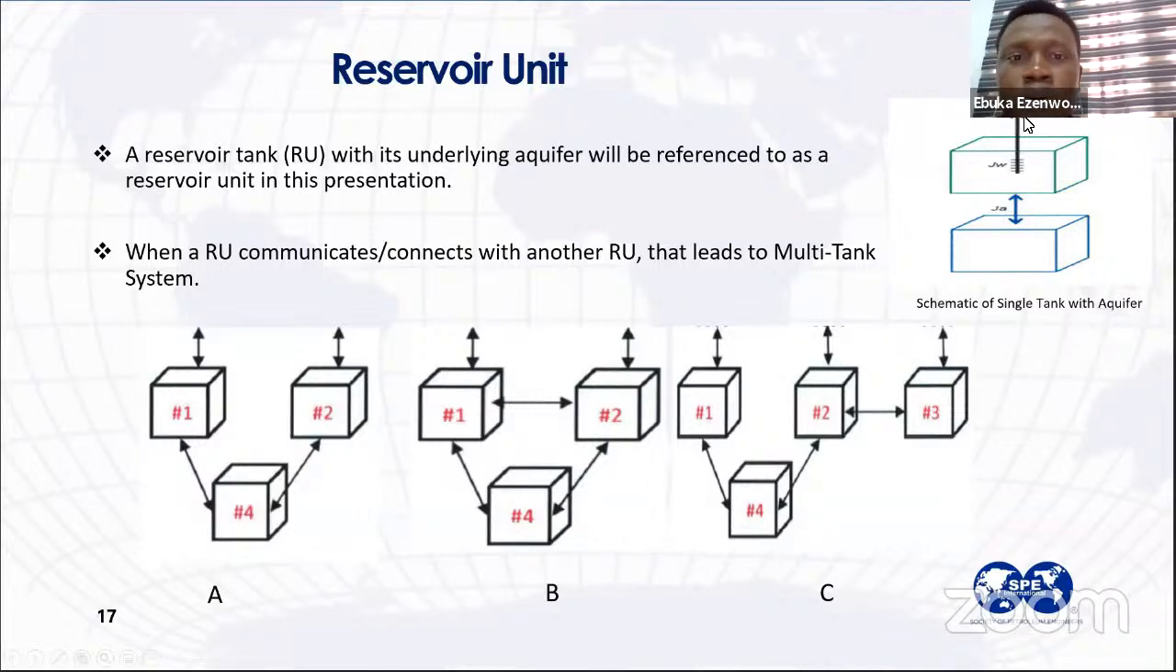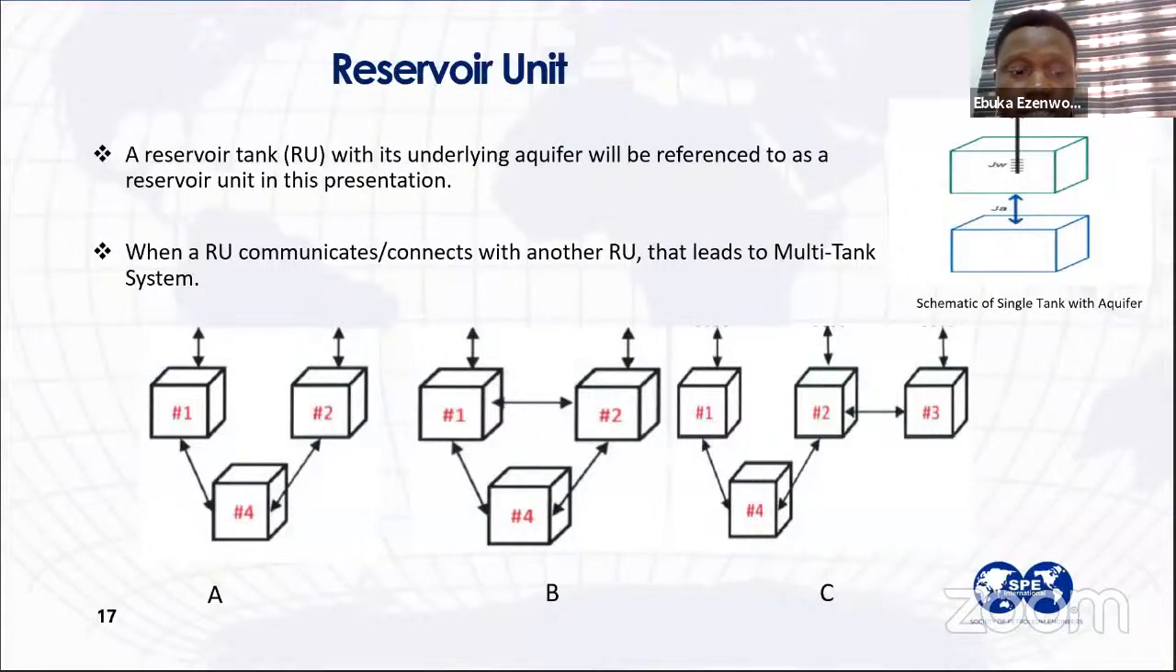At the top right hand of this chart, you will see a schematic of a single tank with an aquifer. So a reservoir on its own with a supporting aquifer makes up a single reservoir unit. Now below, we have different cases: A, B, and C. So a multi-tank system can exist in various forms.